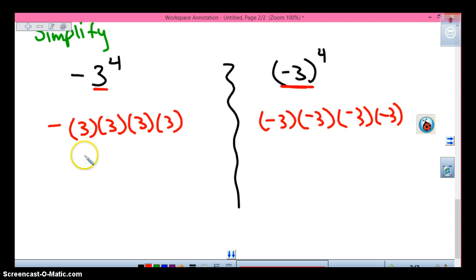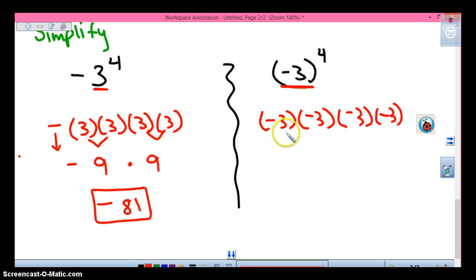If we work each of these out, we've got our negative right here. We're not forgetting about it. 3 times 3 is 9. 3 times 3 is 9. Bring down our negative sign. So we've got negative times 9 times 9. Negative 81. In this second problem, negative 3 times negative 3 equals positive 9. Negative 3 times negative 3, positive 9. Our answer is a positive 81.